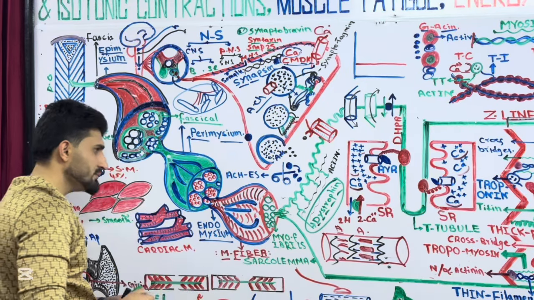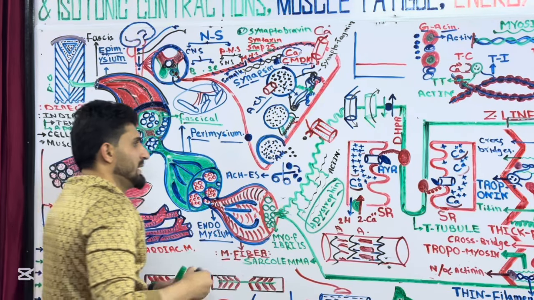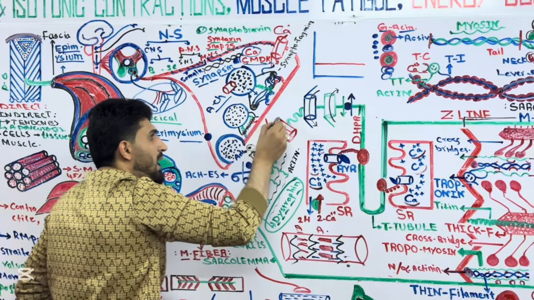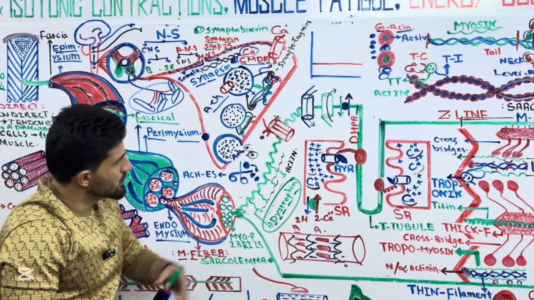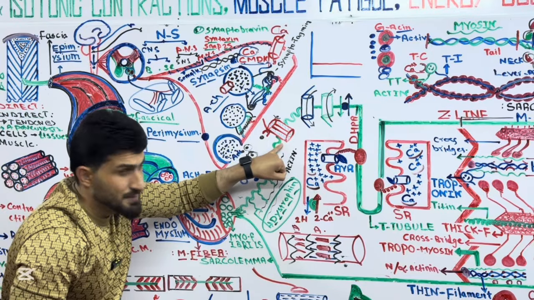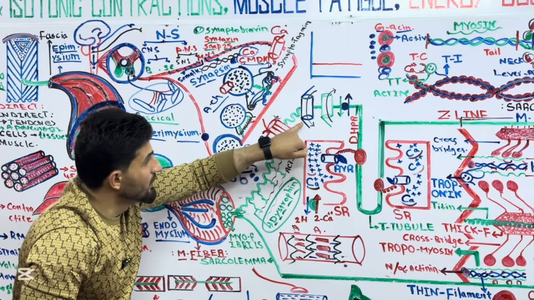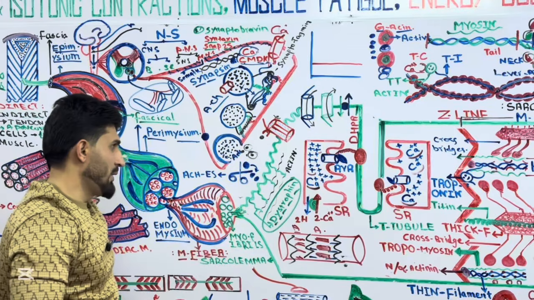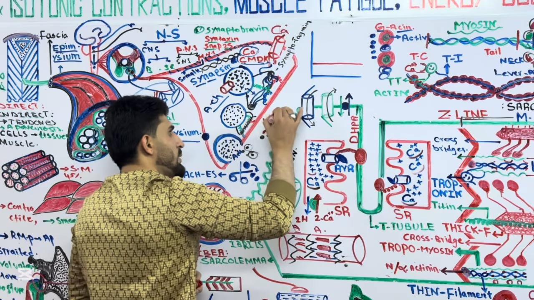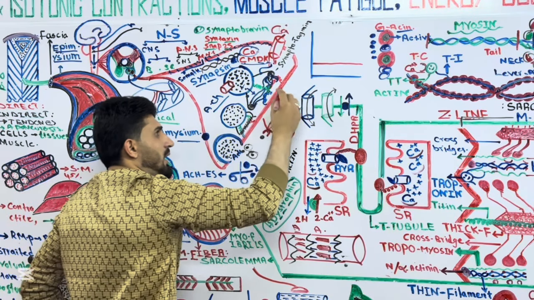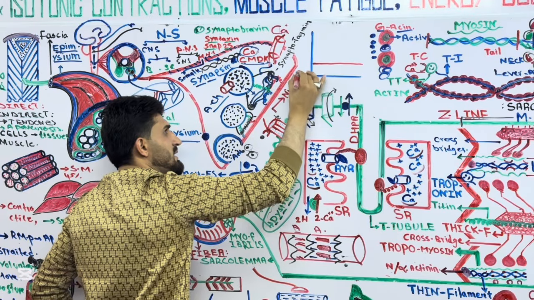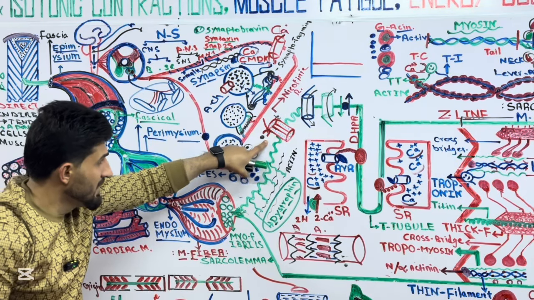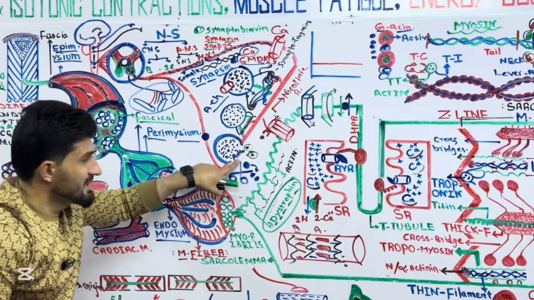Now this acetylcholine, or two acetylcholines, bind to a receptor located on the cell membrane of the skeletal muscle, the sarcolemma. This red receptor is called a nicotinic receptor, or a cholinergic receptor, because these receptors are stimulated by acetylcholine.